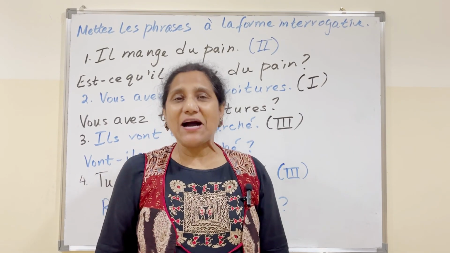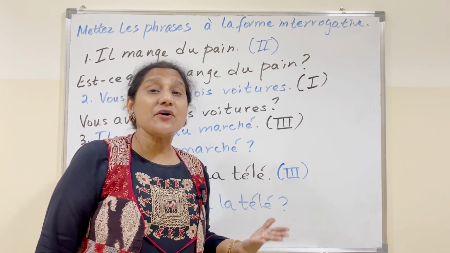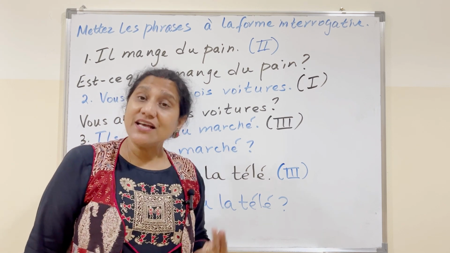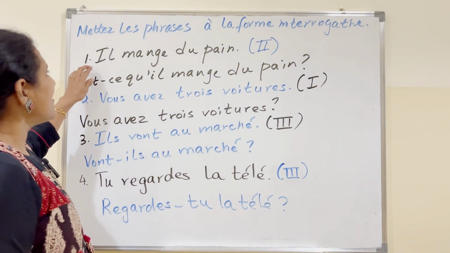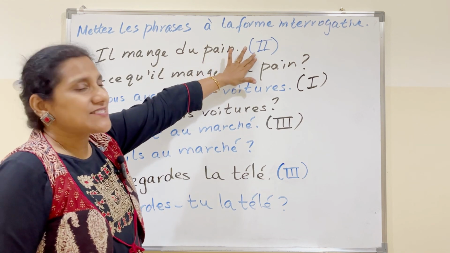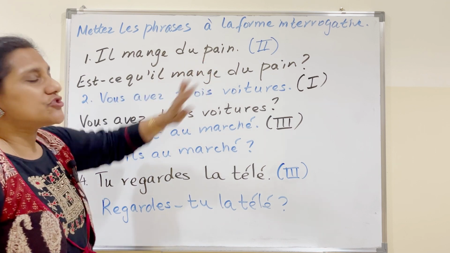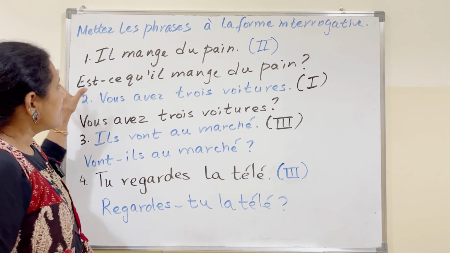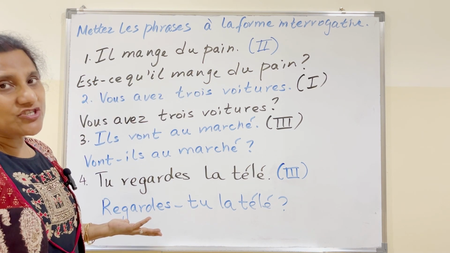Let's look at a few examples. Mettez les phrases à la forme interrogative à la forme mentionnée. That is 1, 2 and 3. 1 was intonation, 2 is est-ce que, and 3 is inversion. So here, il mange du pain. He eats some bread. So it's mentioned 2, which is est-ce que. So how do I change it? Est-ce qu'il mange du pain? We just add est-ce que to this sentence and change it into a question.